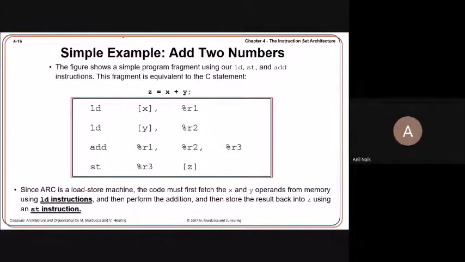Then this is a simple example: add two numbers. The figure shows a simple program fragment using the load and store instructions and add instructions. So here to perform z is equal to x plus y. So here load operation, load operation means what? This is the source, loading the content of memory location. Here some value is there. X means some constant value they have taken. So we are loading this data to the R1 register.